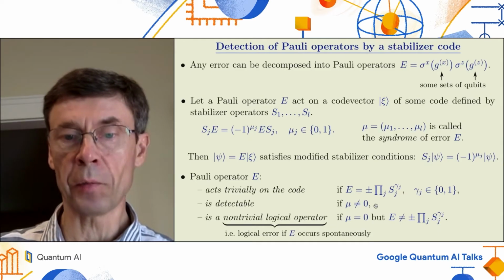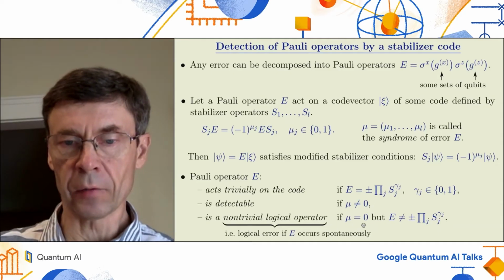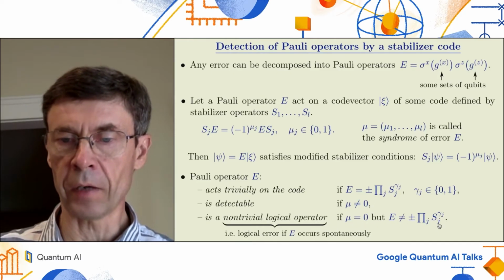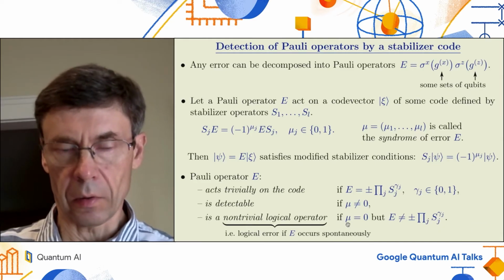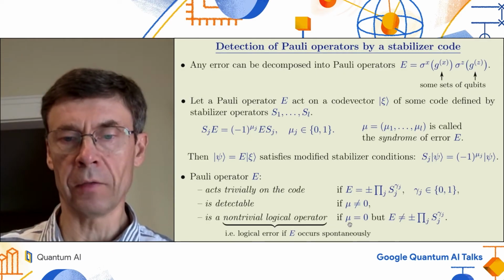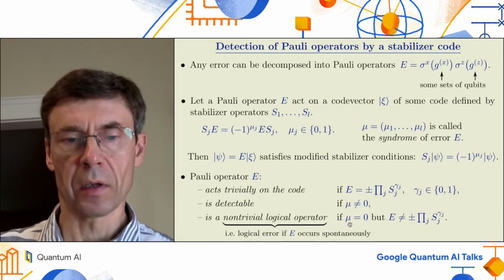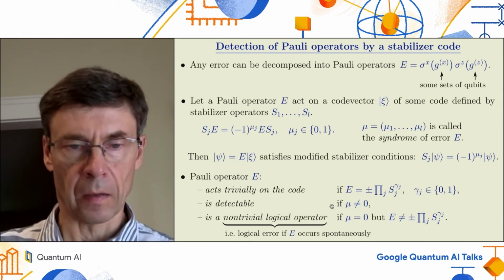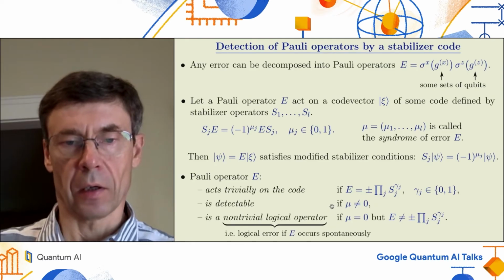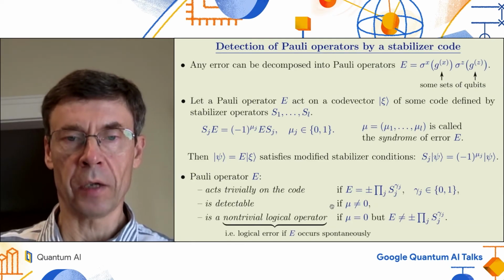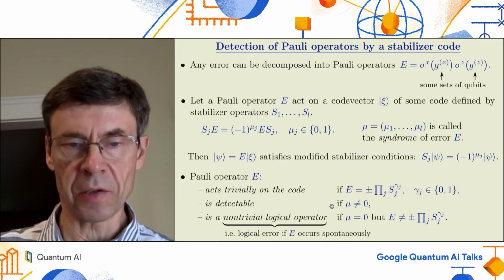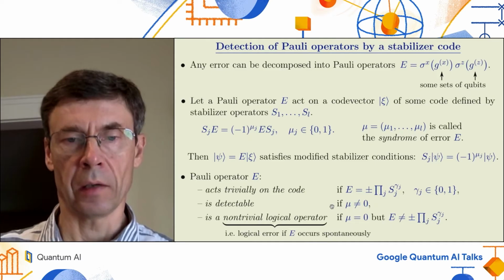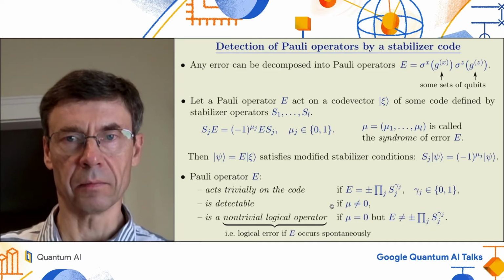And finally, there is a third possibility, that the syndrome is zero, but the operator is not a product of stabilizer operators. In this case, the operator preserves the code, but not individual code vectors. In other words, it acts on the code non-trivially. It's a non-trivial logical operator. We want to apply such operators in the process of quantum computation. But if they happen spontaneously, it's bad. Such an operator becomes a logical error, and it may ruin our computation.